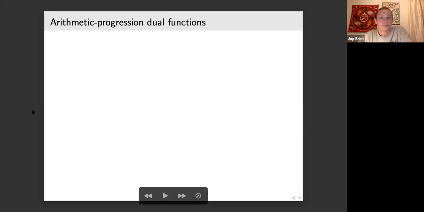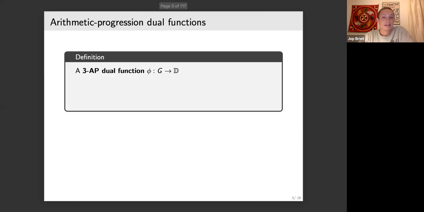There are some basic examples called arithmetic progression dual functions. These are special cases of the more general ones I'll be considering. But let's start with this. A three-term arithmetic progression dual function is a function taking values in the complex unit disk, which I'll denote by D, and its domain for the purpose of this talk will just be a finite abelian group. You should always think of this as either a cyclic group, so Z mod n, or a vector space over a finite field, Fp to the n.